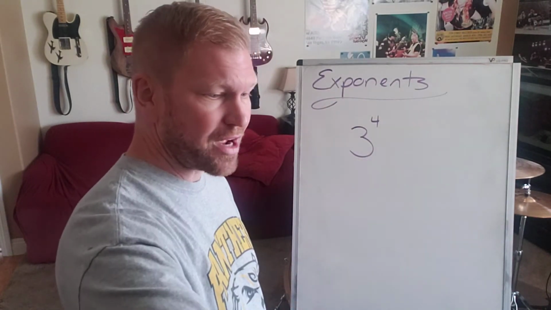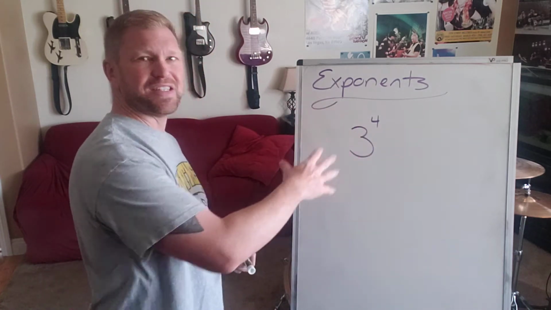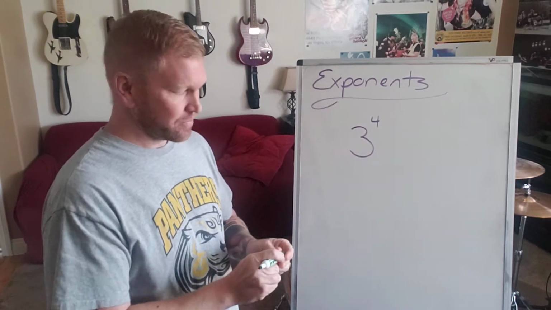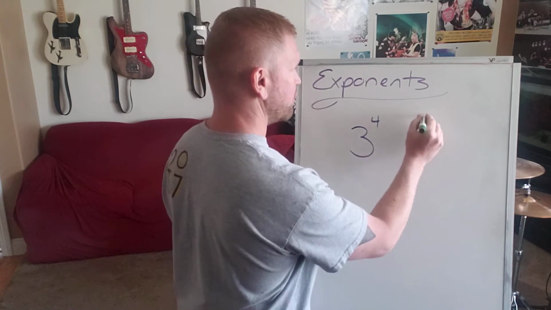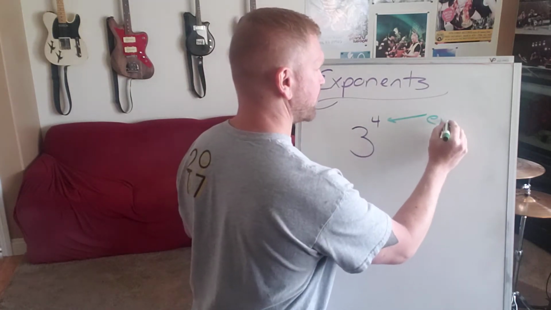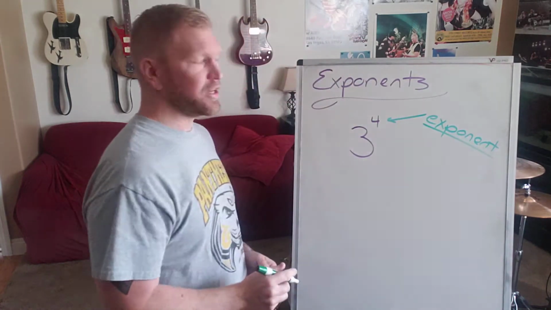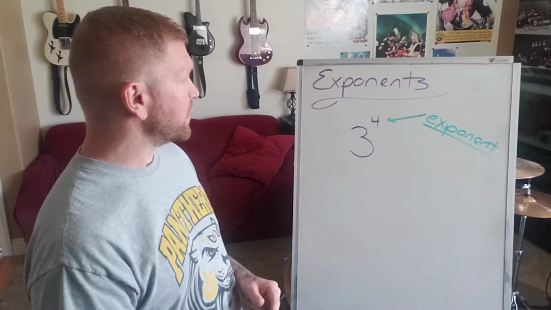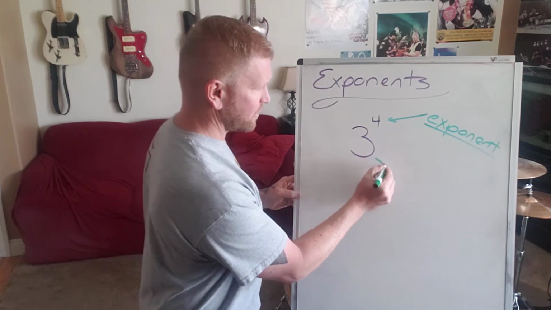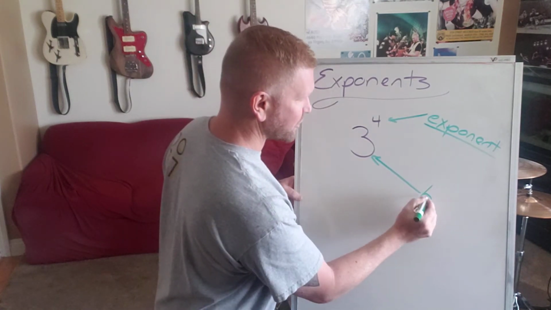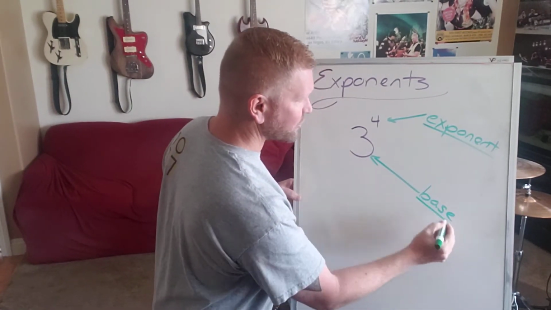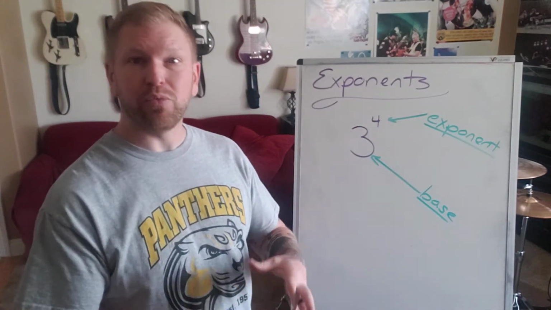So let's go over some vocabulary. What part of this is the exponent? If you said the 4, you are right. The 4 is called the exponent. But if that's the exponent, then what do you call the regular looking number, the 3? That's called the base. Okay, so you need to know the vocabulary. What is an exponent? What is a base?